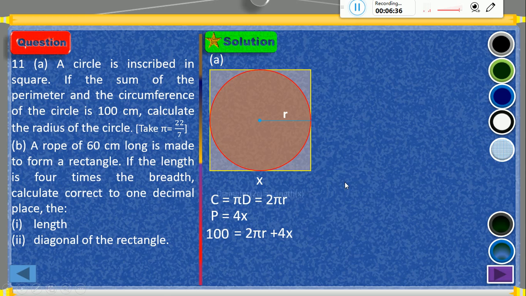As you can see, the diameter of the circle is equal to the length of the square. So we can replace x by 2r, the diameter of the circle. Now we simplify, giving us 2 pi r plus 8r is equal to 100. Then we are going to make r the subject.